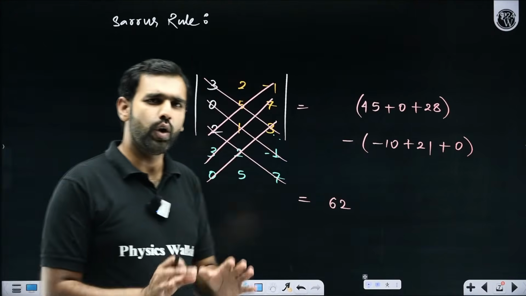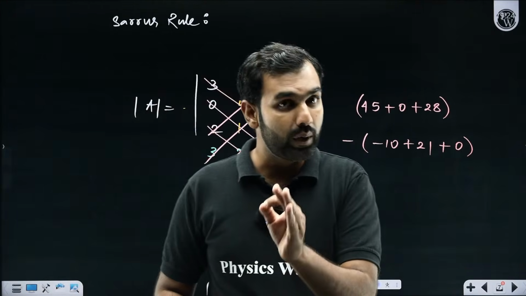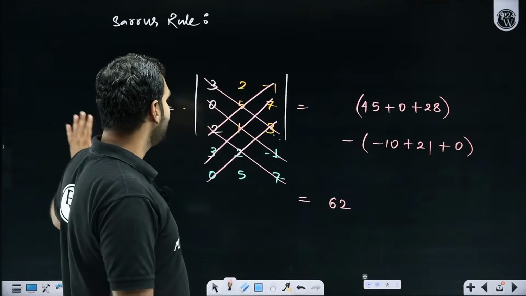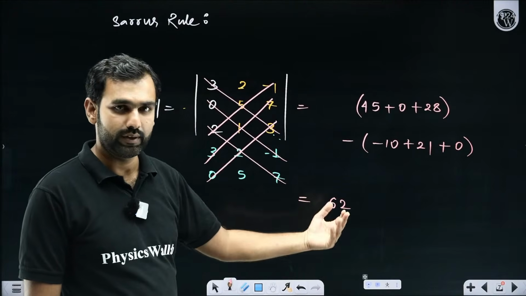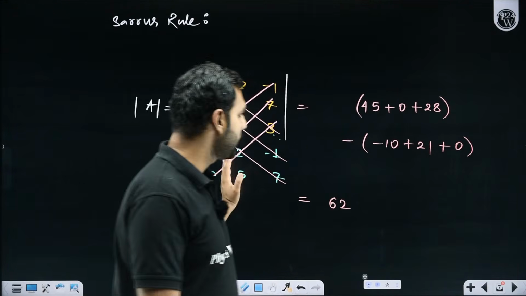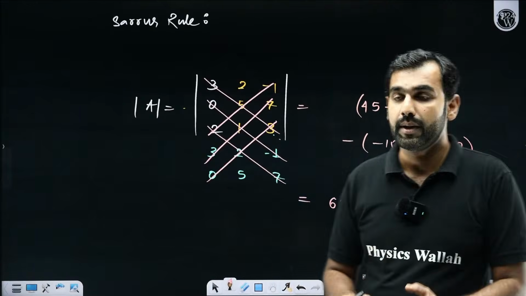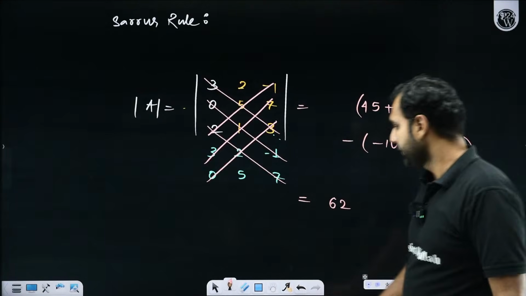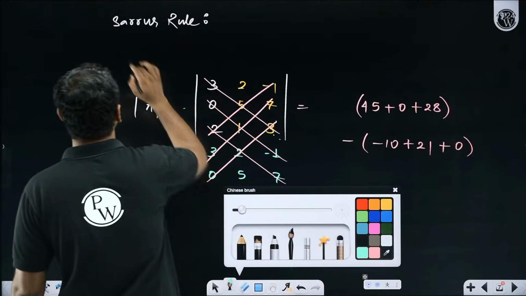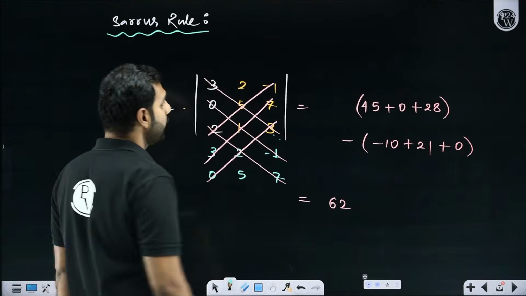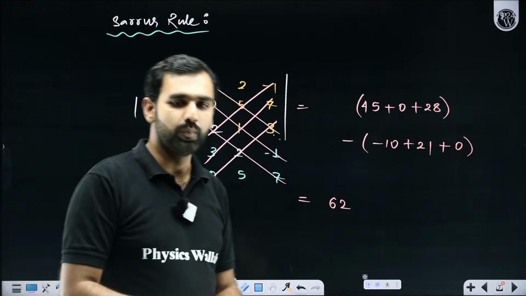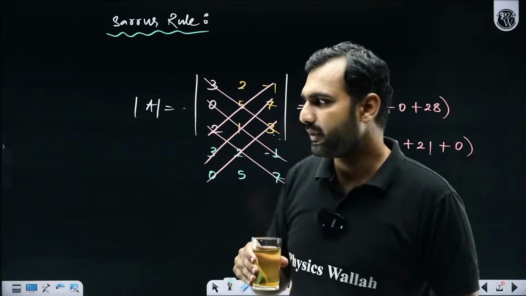There I'm simply telling you one simple fact which you should remember: if you are asked to find the expansion of a determinant, instead of using that standard method, please use this. This Sarrus rule is even more interesting, more beautiful, more easy, and more efficient. Will you all remember that, everybody?